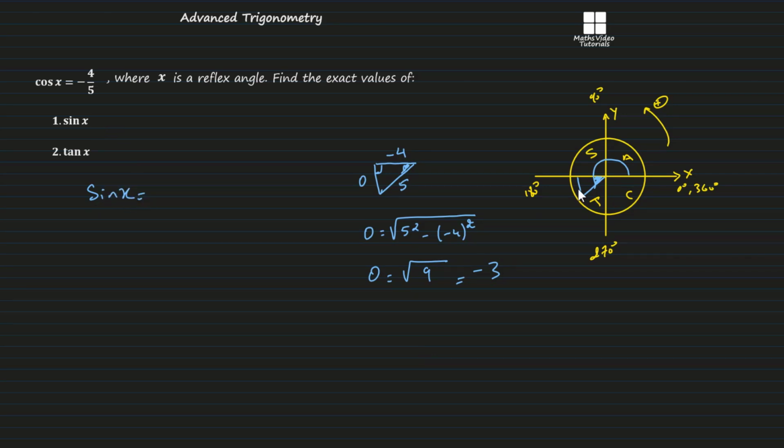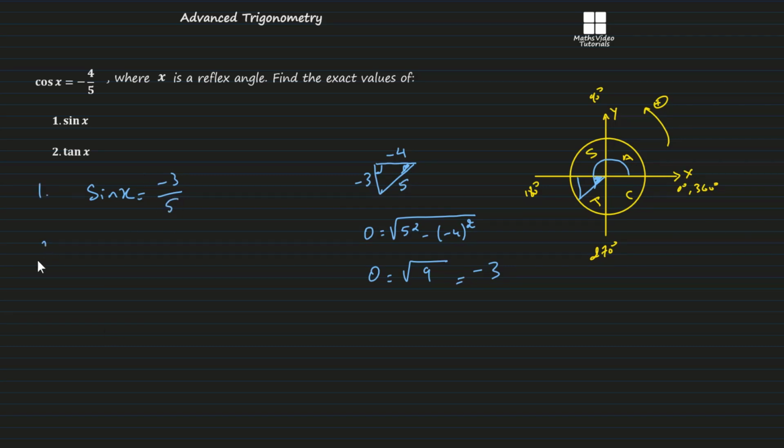So for our sine x, it's going to be the opposite, minus 3. Let me as well label it here, negative 3. It's going to be negative 3 divided by the hypotenuse, which is 5. So that is the answer to sine x.